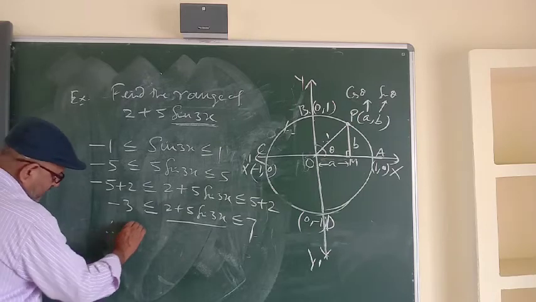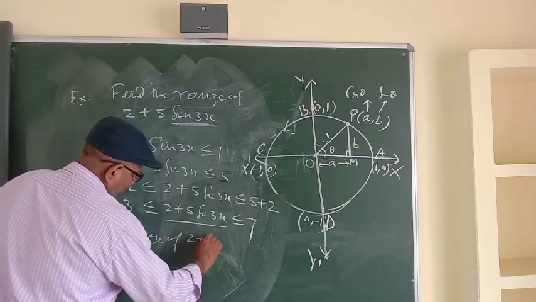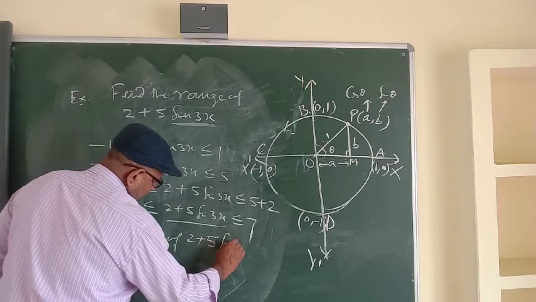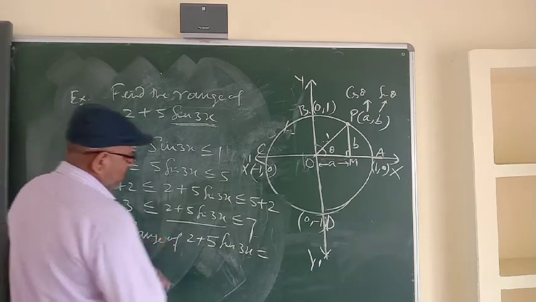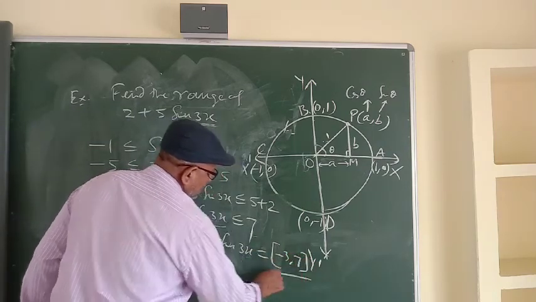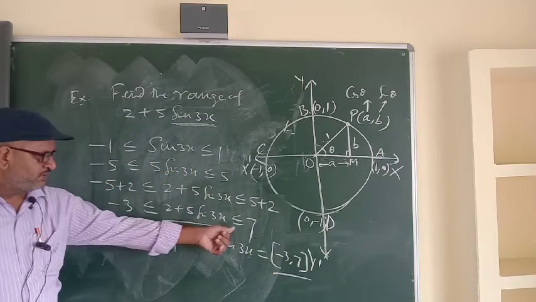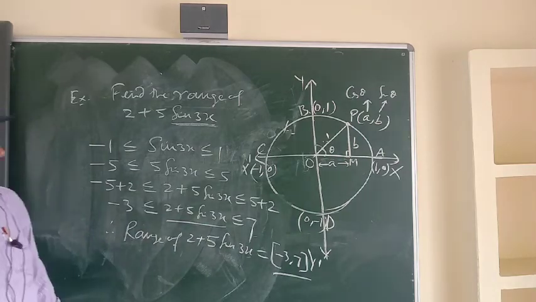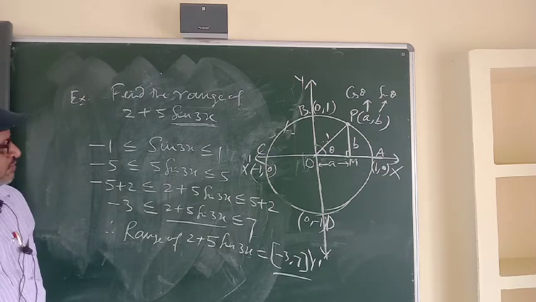Therefore the range of 2 plus 5 sine 3x is minus 3 to 7, closed interval. This is the range. So in this way, we can find the range of a trigonometric function. I hope that it is clear to you.